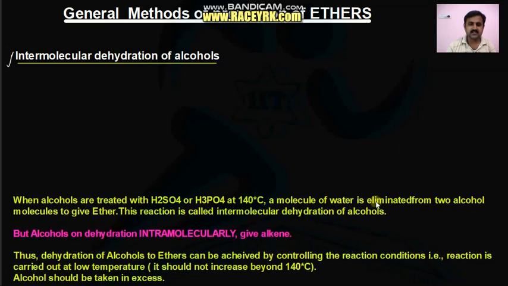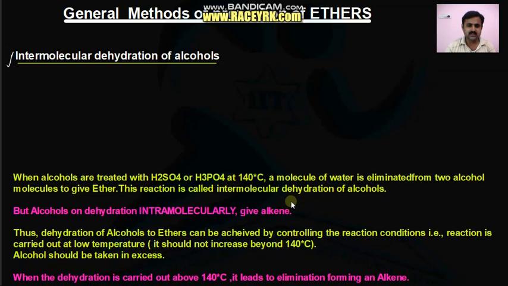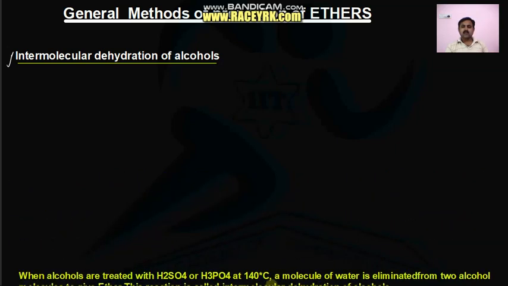Now this we can see in these notes. Students can write down their notes also in my class. When alcohols are treated with H2SO4 or H3PO4, what happens at 140 degrees Celsius? A molecule of water is eliminated from two alcohol molecules to give ether. This reaction we are calling as intermolecular dehydration of alcohols. But alcohols on dehydration intramolecularly give alkenes. This is what we need to learn in this one.